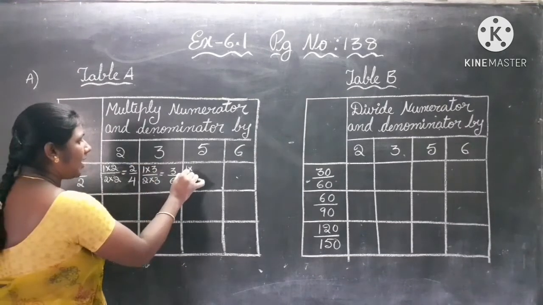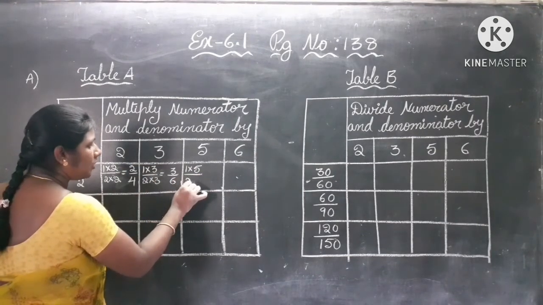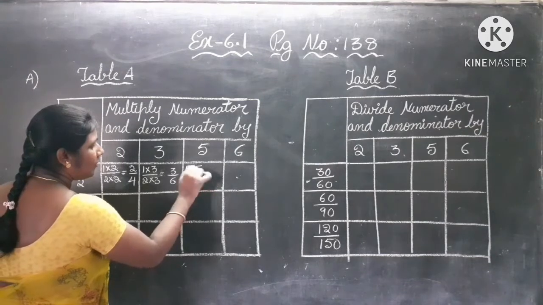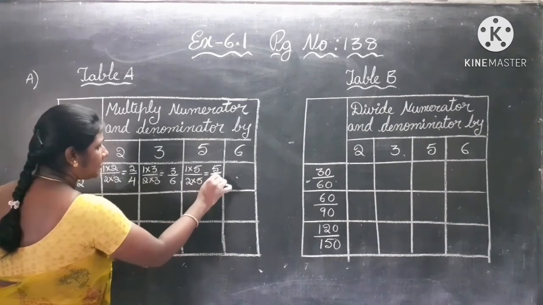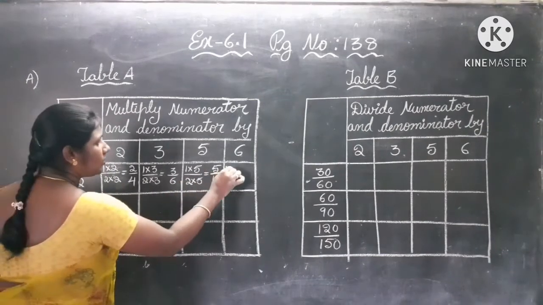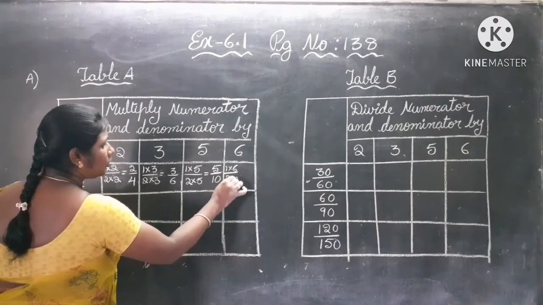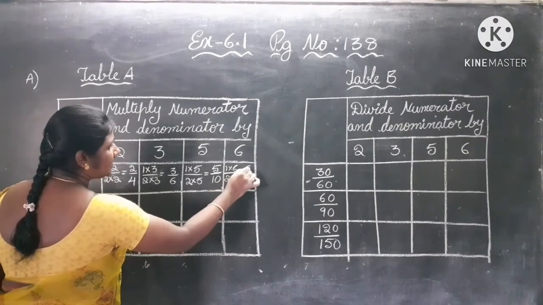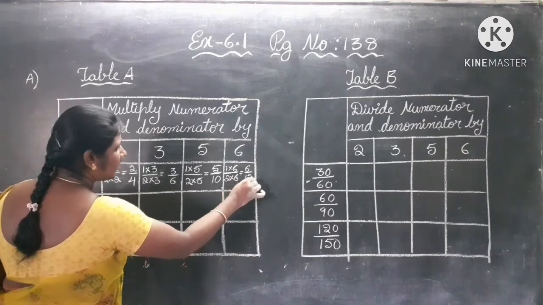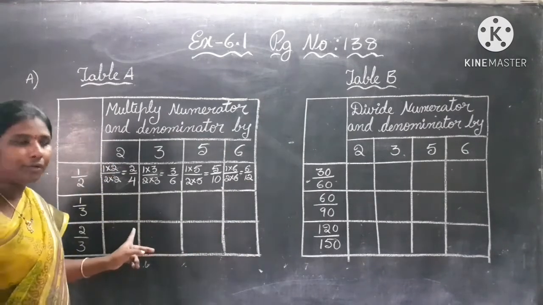Again 1 into 5 by 2 into 5. 1 5s are 5 by 2 5s are 10. Same, 1 into 6 by 2 into 6. 1 6s are 6 by 2 6s are 12. Remaining 2 you have to do your own.